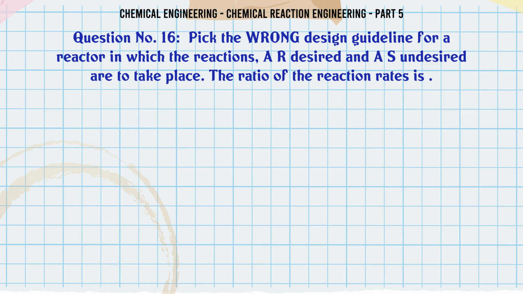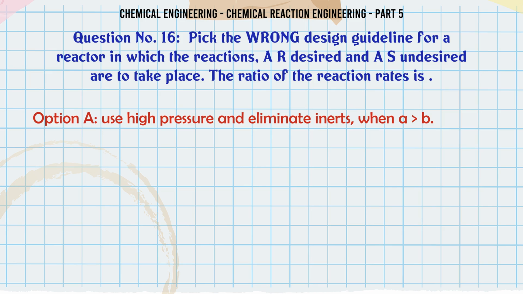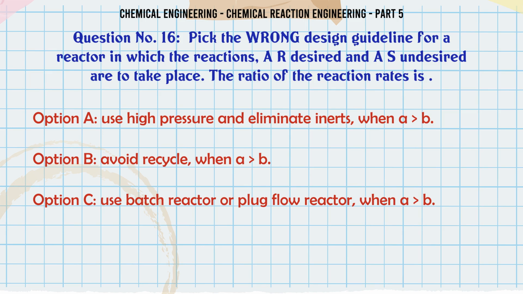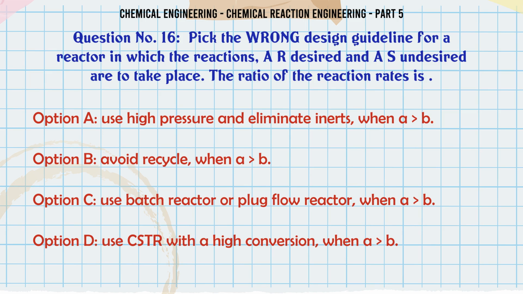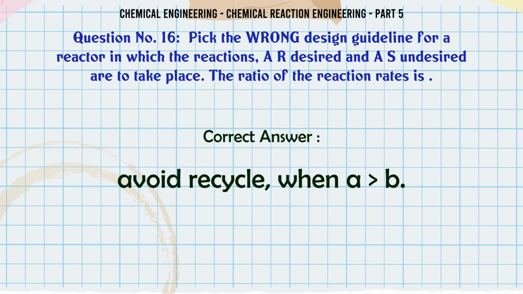Pick the wrong design guideline for a reactor in which the reactions A → R are desired and A → S is undesired, and the ratio of the reaction rates is given. A. Use high pressure and eliminate inerts. B. Avoid recycle. C. Use batch reactor or plug flow reactor. D. Use CSTR with a high conversion. The correct answer is: avoid recycle.